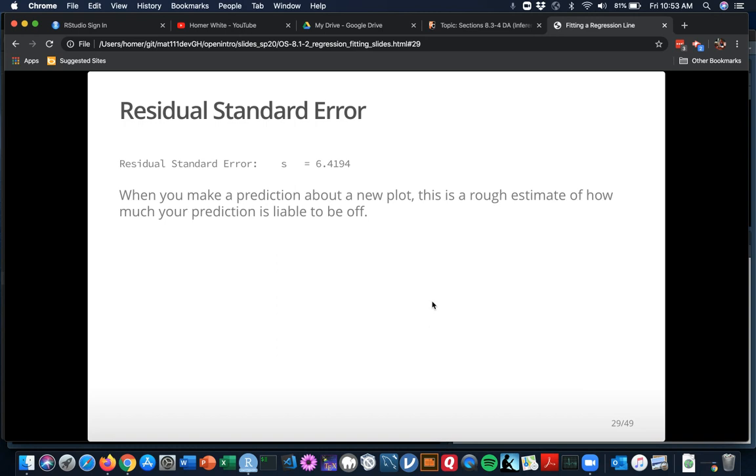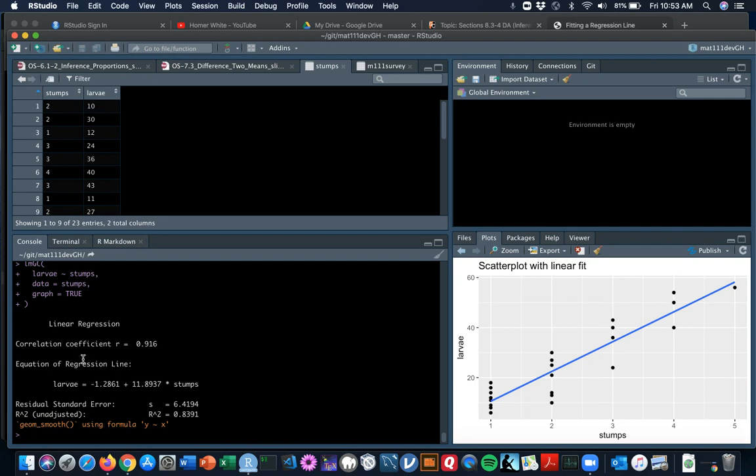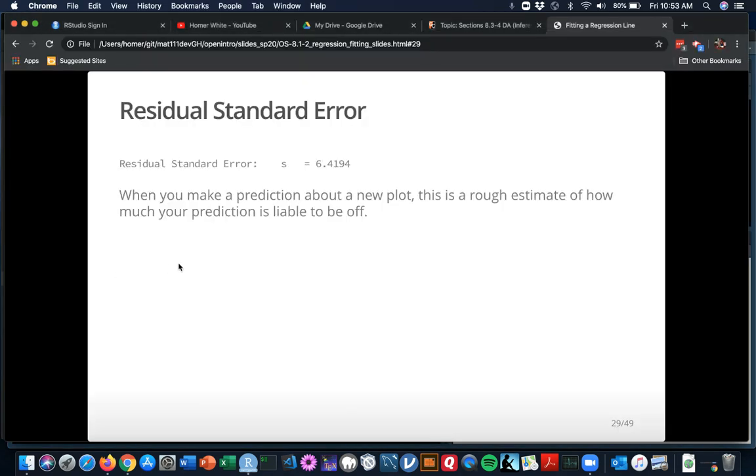Now there's more to the output here. Let's head back to RStudio. We've got that equation of the regression line. We've talked about it, but there was this bit about correlation coefficient up here, and there was this other stuff, residual standard error and R squared, and we're going to get to that as well. Let's handle the residual standard error first. It's called S for short because it's a lot like a sample standard deviation.